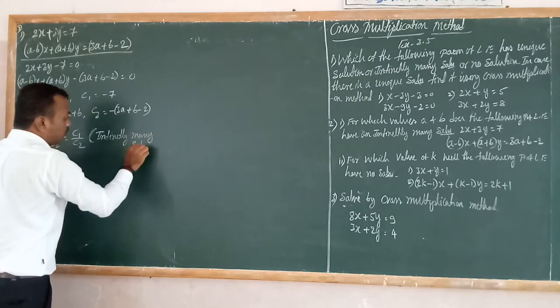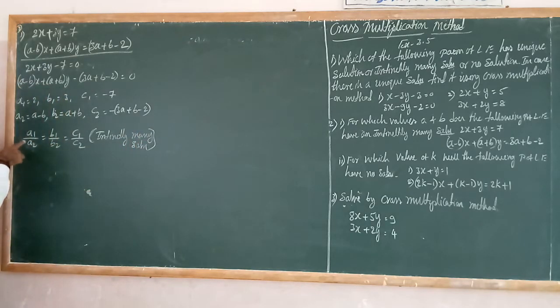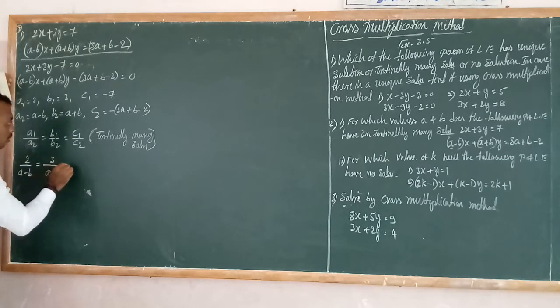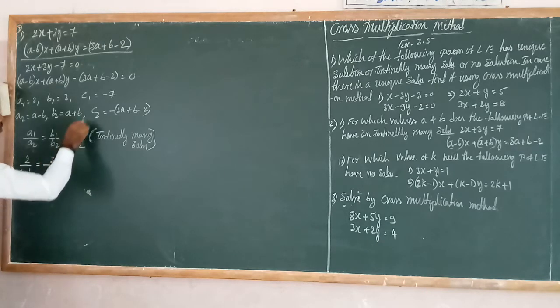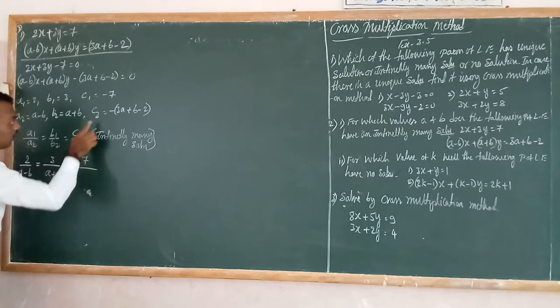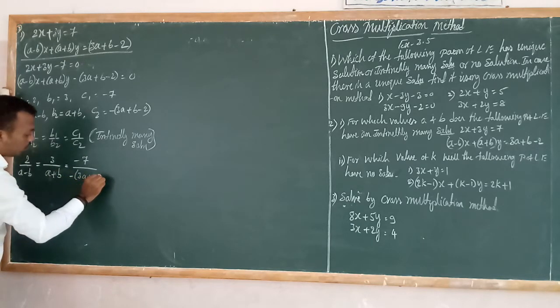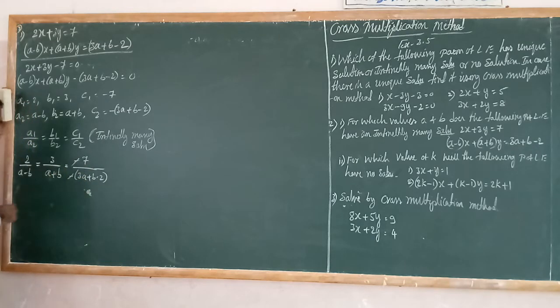Okay. So now, what is A1? A1 is 2, upon A2, which means A minus B, it is equal to A1 by 2. A2 is A minus B. B1 is 3, whole upon B2, which means A plus B. C1 means minus 7, whole upon C2, which means minus of 3A plus B minus 2. So minus minus get cancelled.